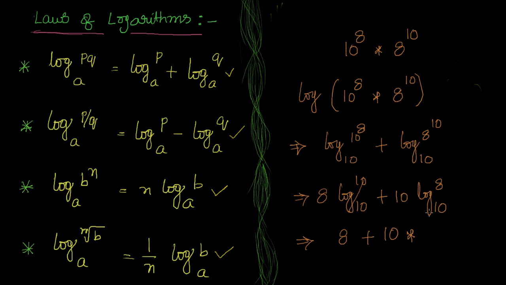So again you can see here, log 8, I can write it as log 2 cubed to the base 10. Now this is nothing but equal to 8 plus 10 into 3 into log 2 base 10. We'll find out what that value is. Whatever you get here, 10 to the power of that value is nothing but equal to this. So we'll try to find out that 8 plus 30 log 2.